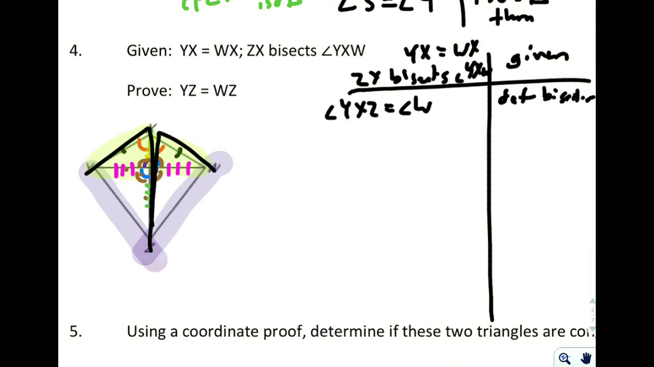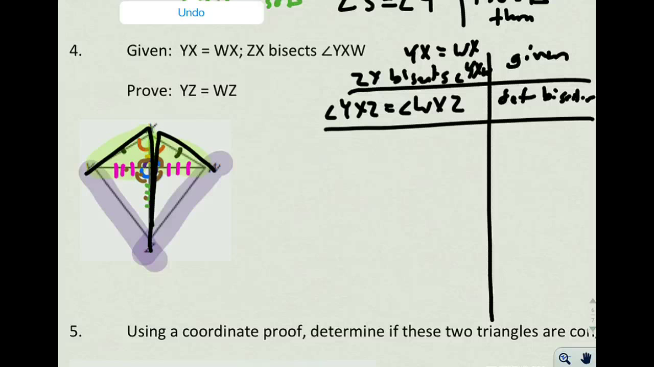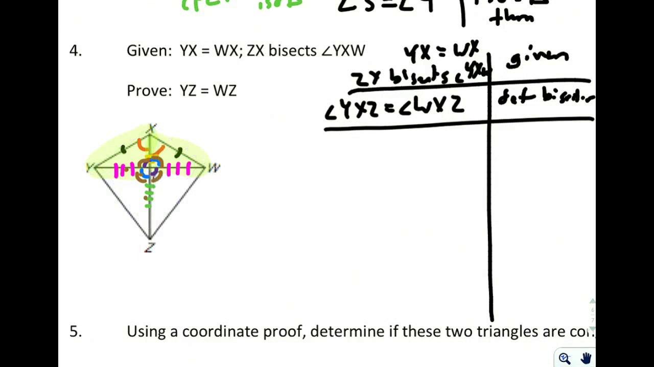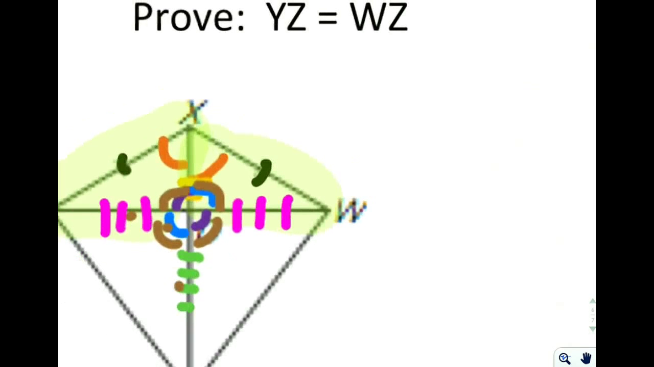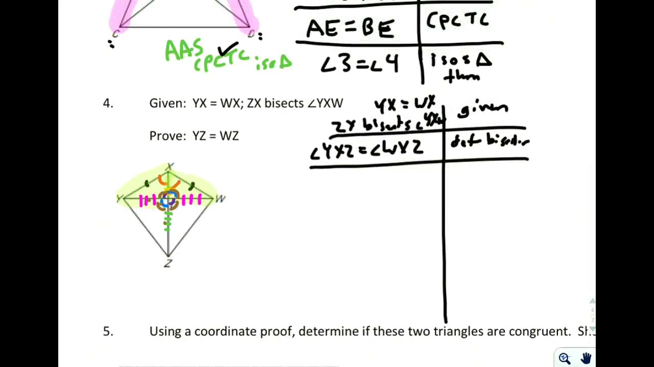We also said early on that the side in the middle, the XO in the middle, is going to be equal to itself by reflexive property. So XO equals XO by reflexive.